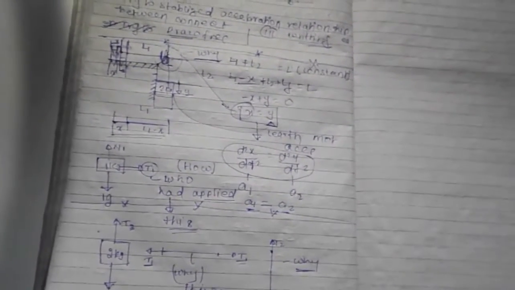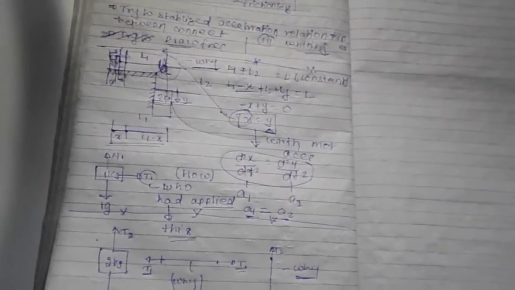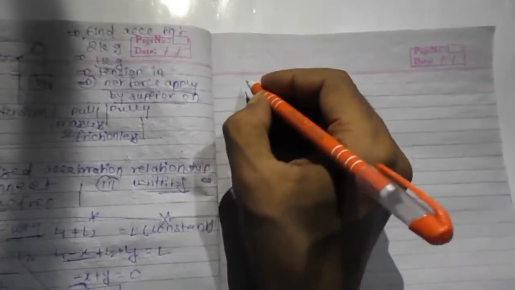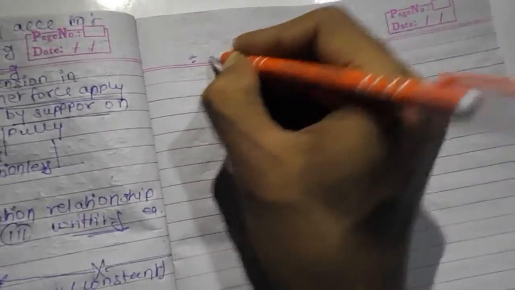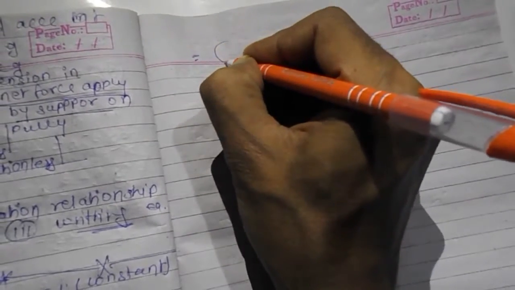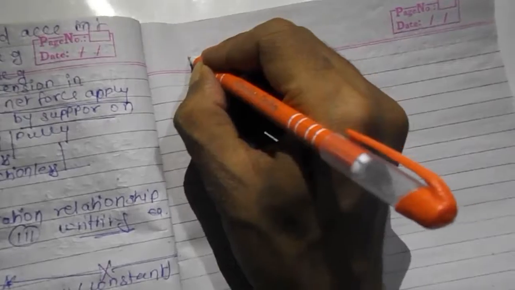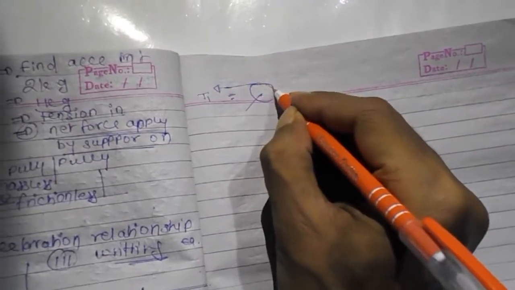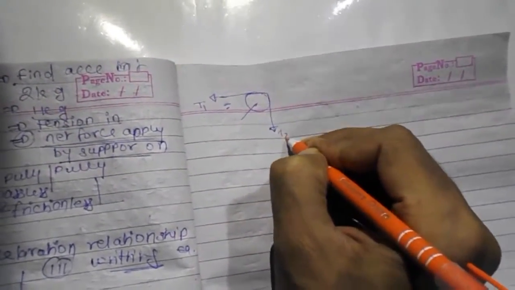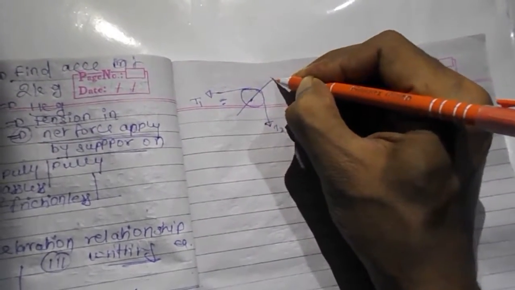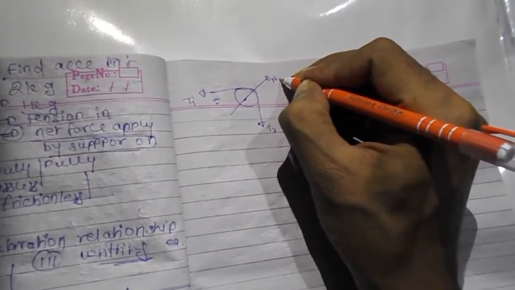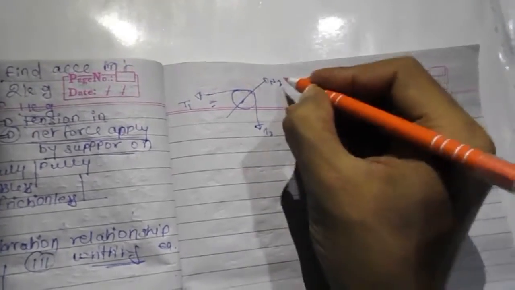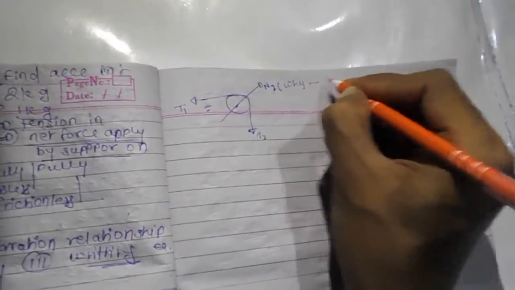Now, one of the important free body diagrams is the free body diagram of the pulley. Why? This is your homework. Do it by yourself.